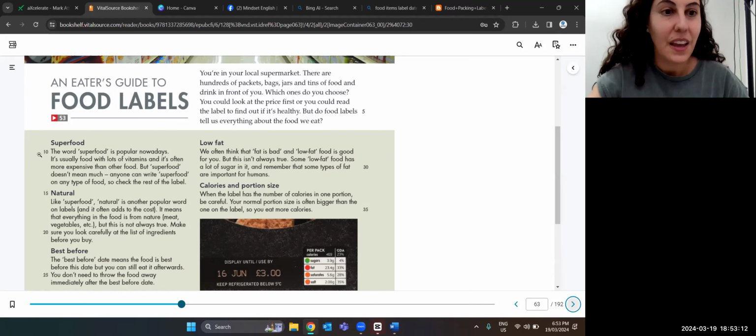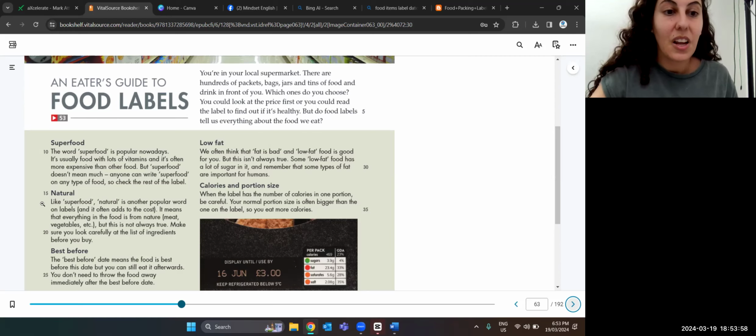Superfood. The word superfood is popular nowadays. It's usually food with lots of vitamins, and it's often more expensive than other food. But superfood doesn't mean much. Anyone can write superfood on any type of food. So check the rest of the label.